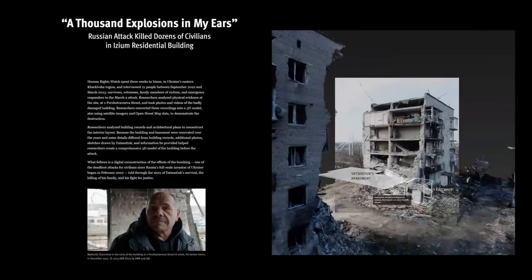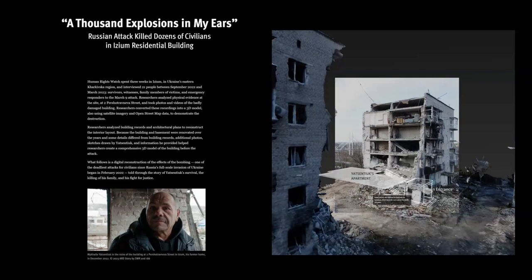And I want to show that on the example of another quite recent case that Human Rights Watch worked on, which is an analysis of a suspected Russian airstrike on a civilian building in Izium. So over 40 people died in this airstrike, and the investigation itself focused on the story of one of the few survivors, Mykhailo Tsenchuk, who lost his entire family.